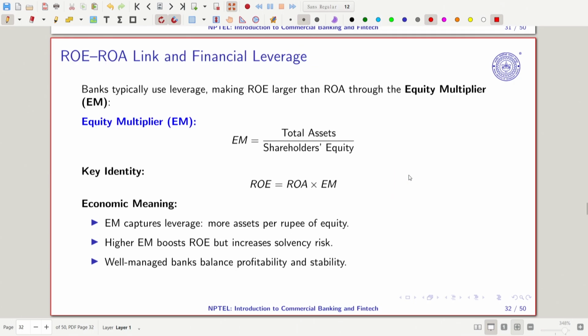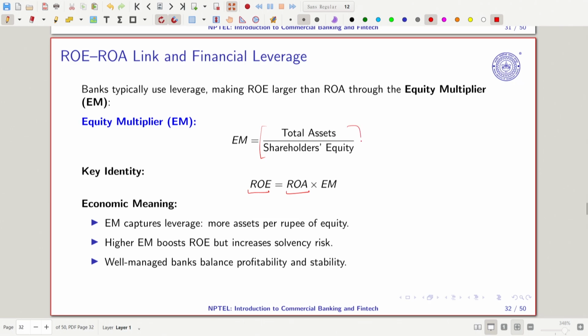Now another related angle is the equity multiplier. What is the equity multiplier? We know that in the case of ROA, we have return on equity and return on assets into equity. So you can also calculate return on equity as return on assets, which is net income upon assets, multiplied by the equity multiplier.